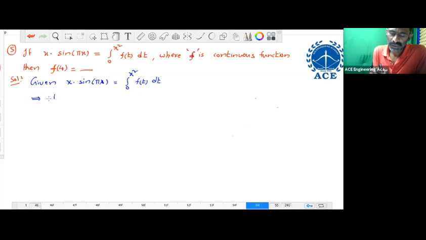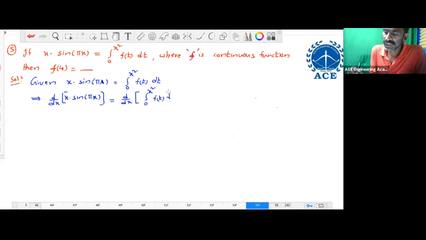which implies d by dx of x sine of pi x equals d by dx of the integral from 0 to x square of f of t dt. Left hand side, it is a product of two functions, so the UV rule: x into derivative of sine, which is cos, with the coefficient pi, so pi cos of pi x, plus sine of pi x times the derivative of x, which is 1.